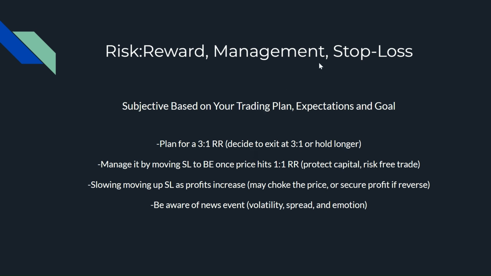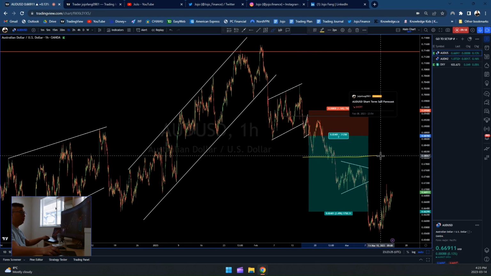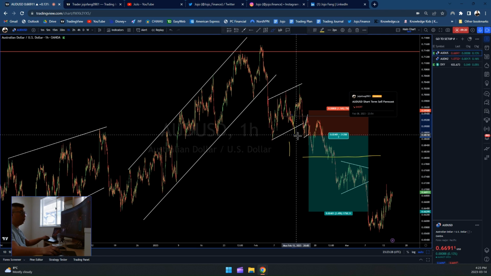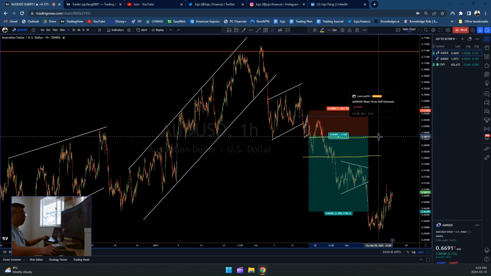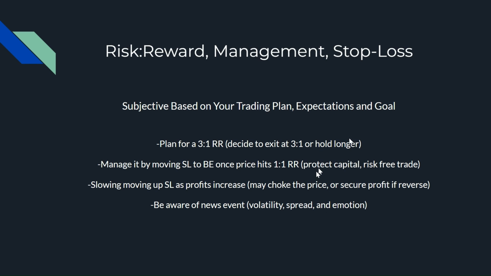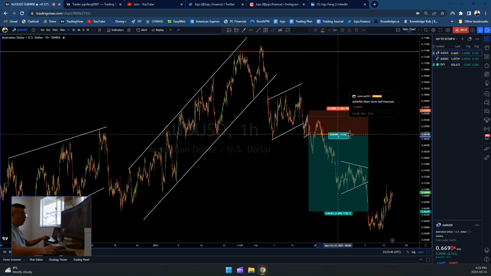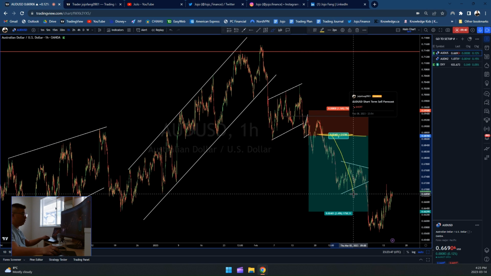Now, the second thing you want to talk about is moving the stop loss to break even once your price hits 1-to-1. It simply means that if the price starts moving past 1-to-1 risk reward, a good risk management rule is to move the stop loss to break even so that it's a risk-free trade. But something like this is also subjective, because sometimes price pushes down and then reverses back up, hitting your stop loss at break even, and then continues down afterwards. And that happens from time to time as well.